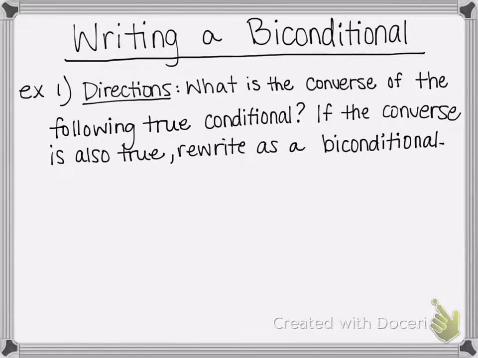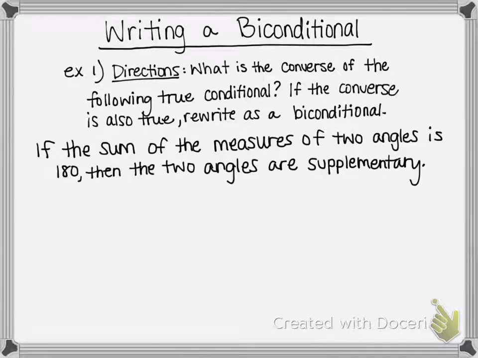So the directions are asking what is the converse of the following true conditional. So it's telling you, hello, I'm giving you a conditional statement and I'm already telling you it's true. If the converse is also true, rewrite it as a biconditional. Okay, so the statement that we're looking at is: if the sum of the measures of two angles is 180, then the two angles are supplementary. Okay, well, that's the conditional. They give it to us.